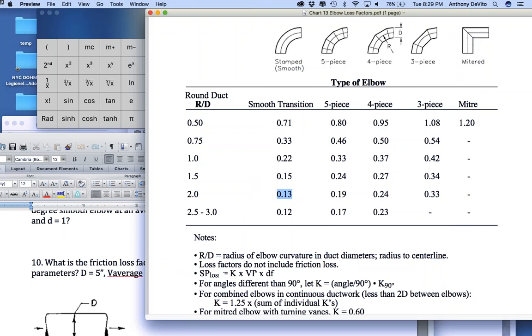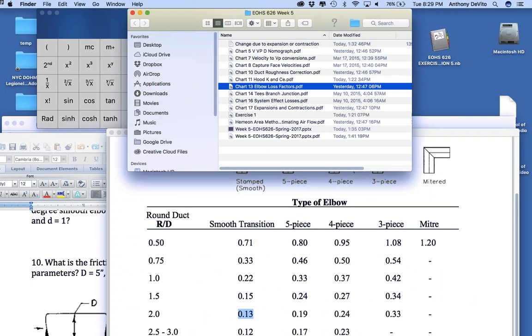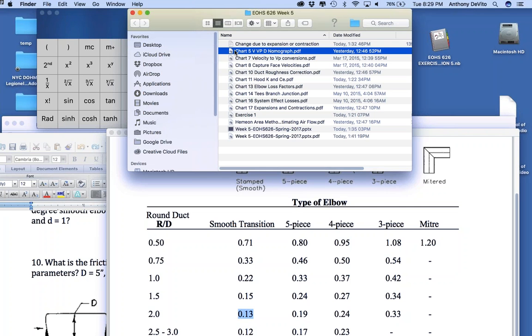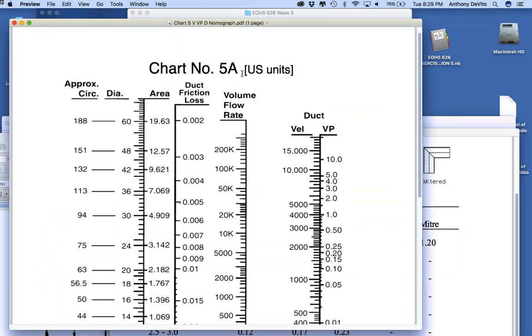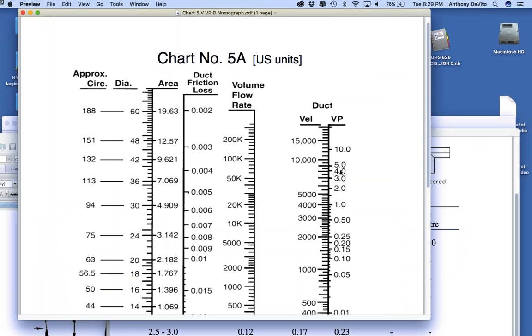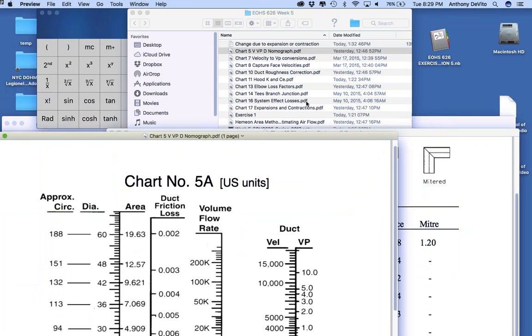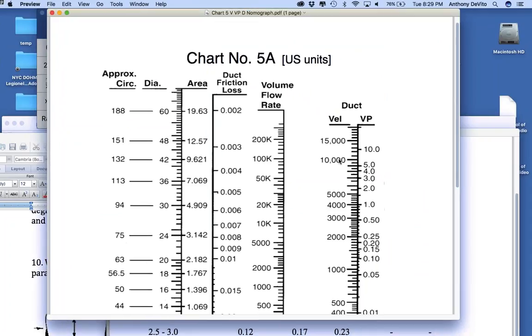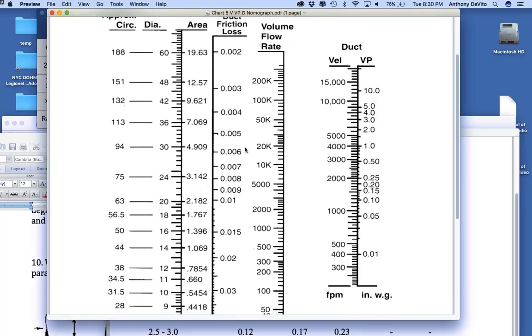Okay, so let's go to a chart. There's a couple of ways I could do this. I think chart 5. So in chart 5, did I have the velocity or the velocity pressure? The velocity is 4,000, and the diameter is 5 inches. Oh, actually, I am going to need the diameter. Hang on a second here.